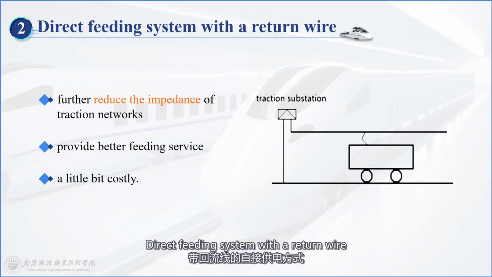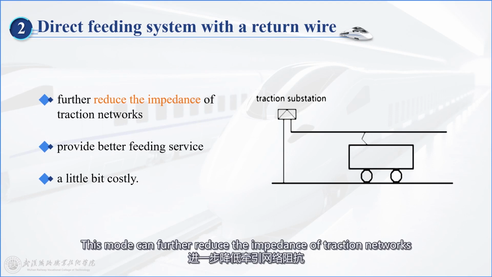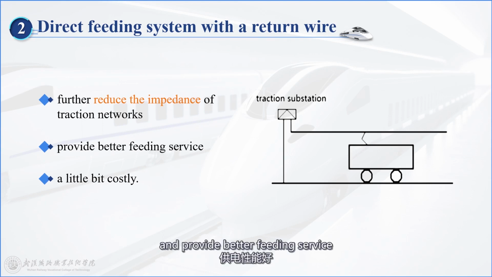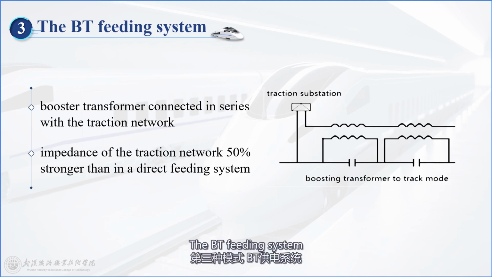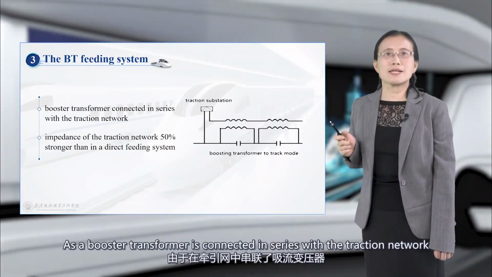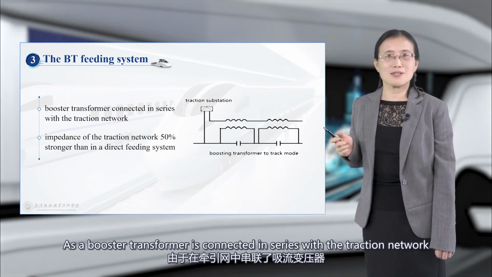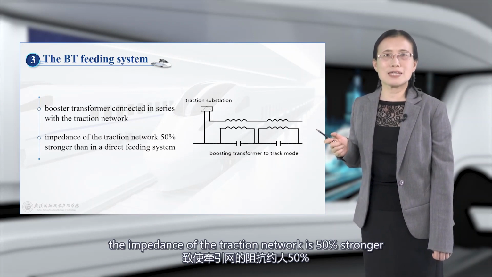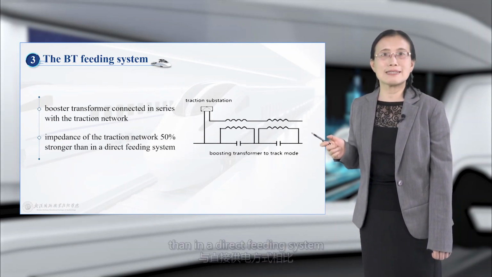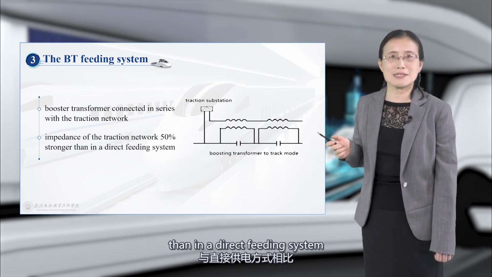Direct feeding system with a return wire. This mode can further reduce the impedance of traction networks and provide better feeding service, but it's a little bit costly. The BT feeding system. As a booster transformer is connected in series with the traction network, the impedance of the traction network is 50% stronger than in a direct feeding system.